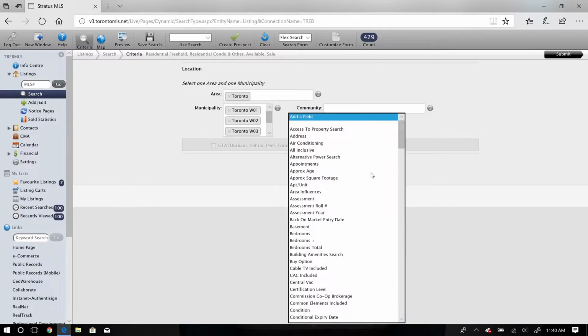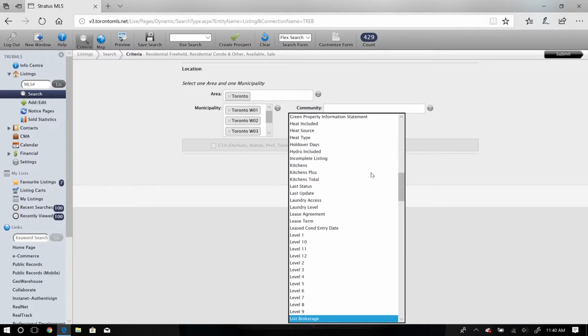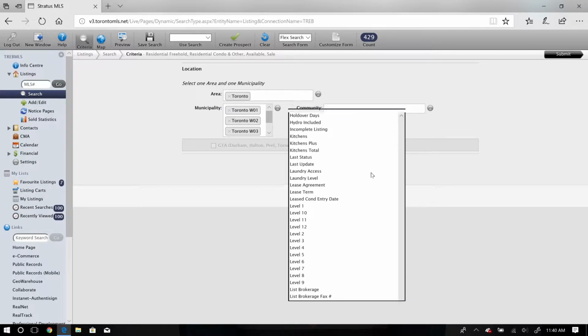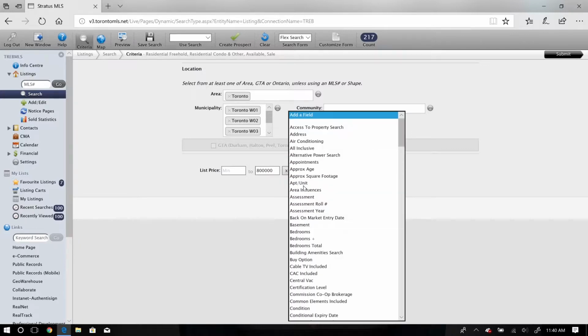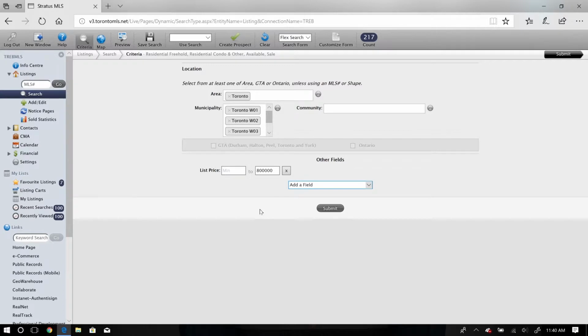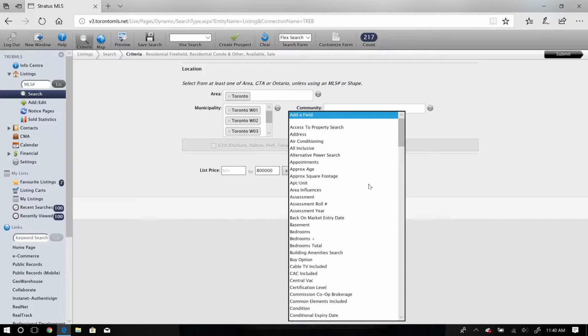So I click there. His price point for purchase was anything above or below 800,000. And you can see now within the western regions of Toronto, 800,000 or less, condominium available for sale, we have 217. Now that's too many because our search fields only go up to 200, and even at that, no one wants to scan through 200 listings.